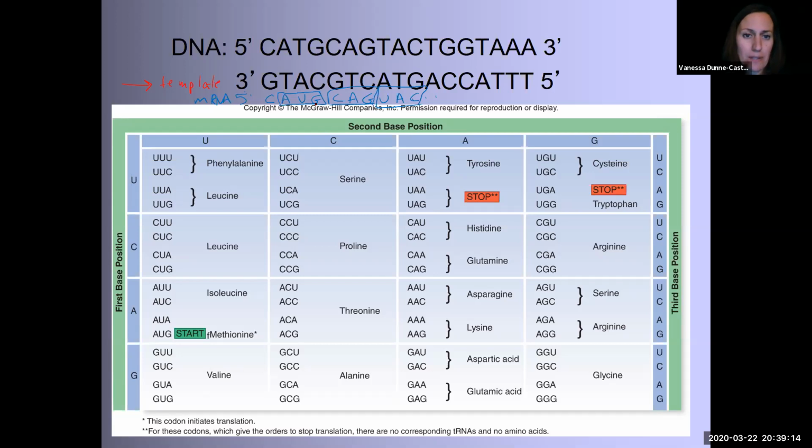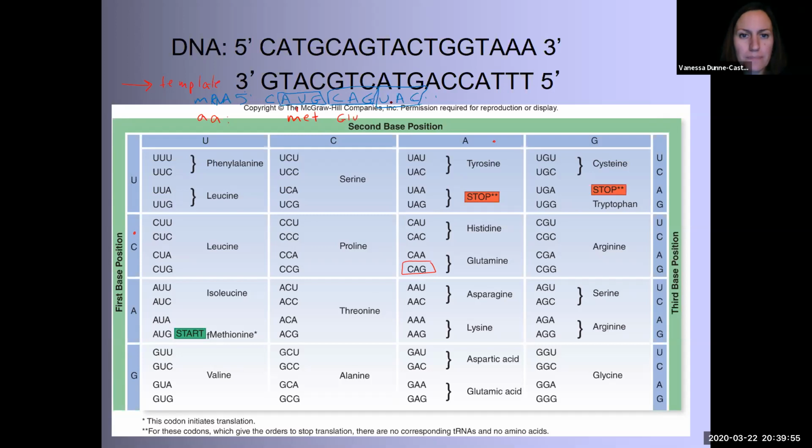AUG, hopefully at this point, you know this is always going to be associated with formylmethionine. So here we have AUG as our start codon, and this is methionine. So we'll put our first one up here. We'll say our amino acids. The first one is methionine. And the next one, CAG. Again, we'll look that up. Our first position is C, so we're here. Second position is A, so we're here. Third position is G, we're right here. Here's CAG, and that's associated with glutamine. I think that's GLU.